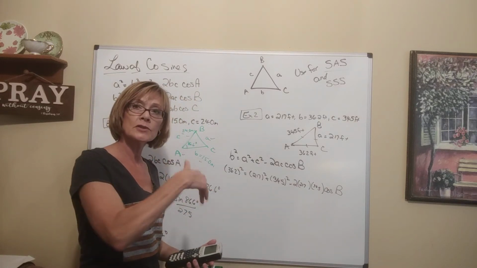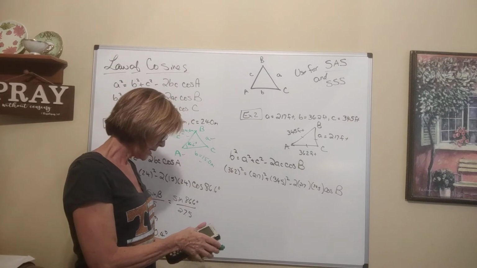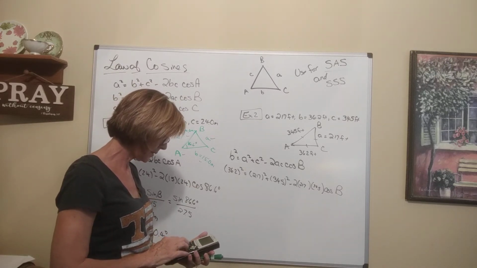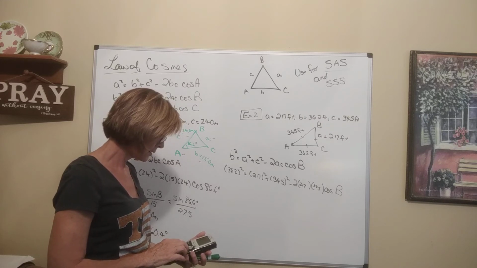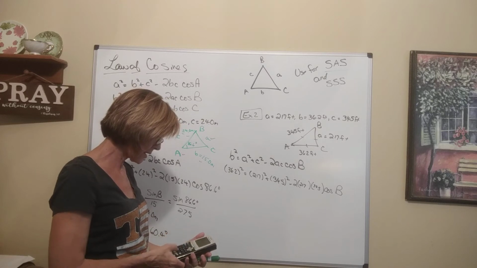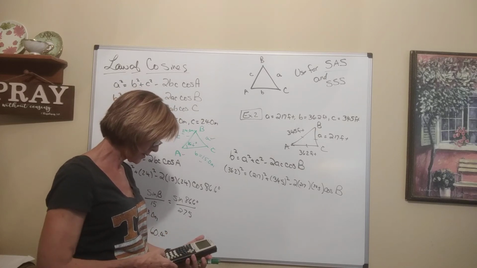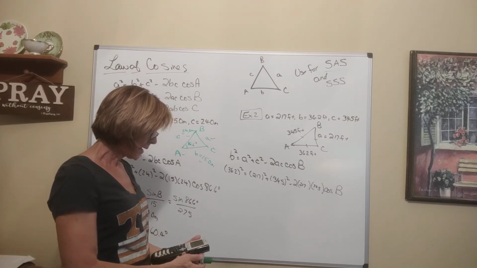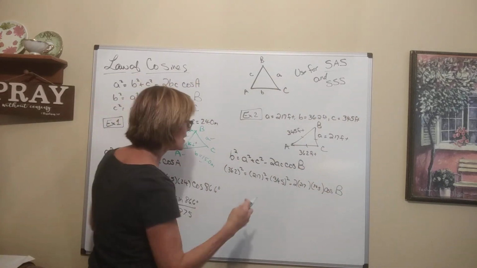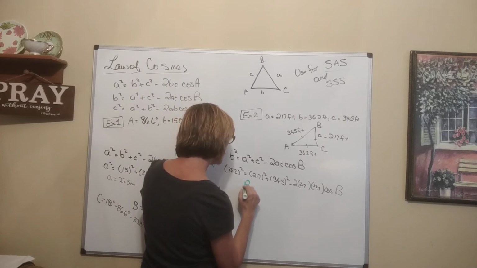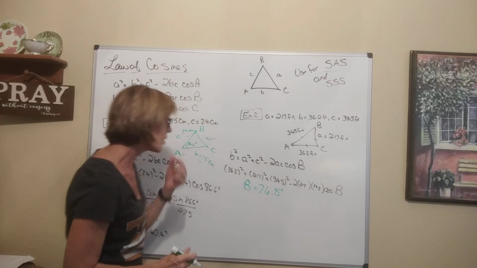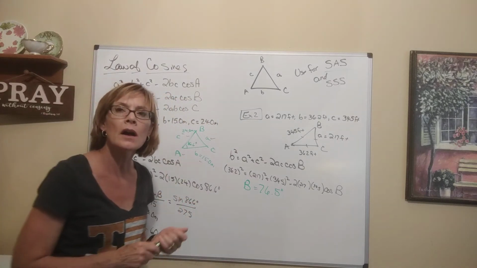Now I'm going to take the inverse cosine of both sides. The inverse cosine, I hit the wrong button. Let me see if I can go back. Okay, I want to take the inverse cosine of that answer, and I get 76.5. So B is equal to 76.5 degrees. Okay, now I'm going to use the law of sines.